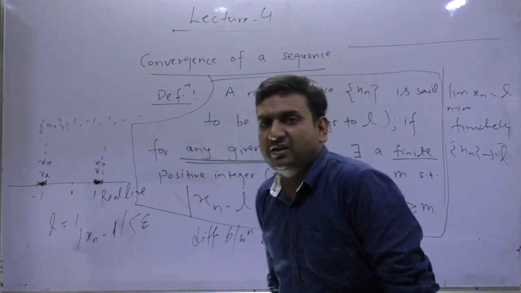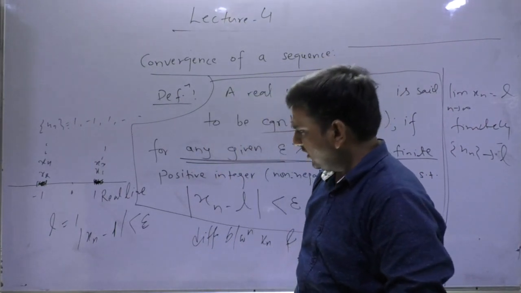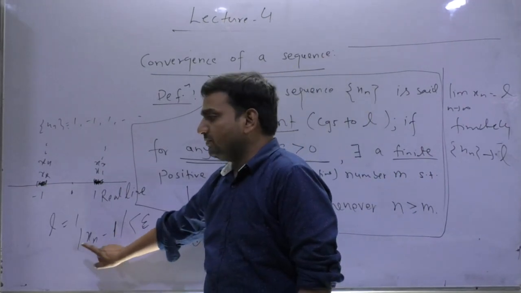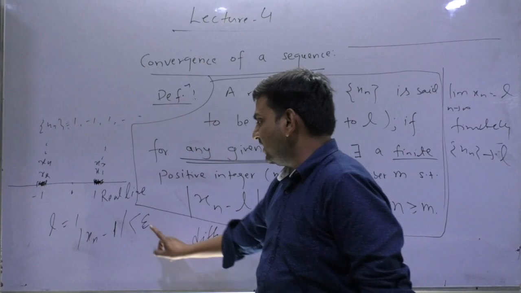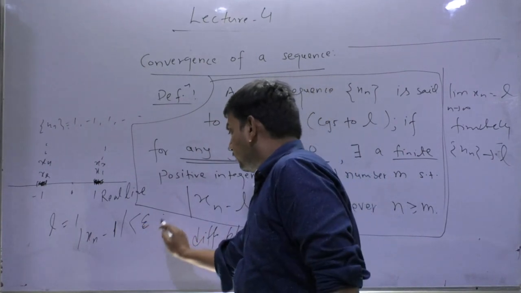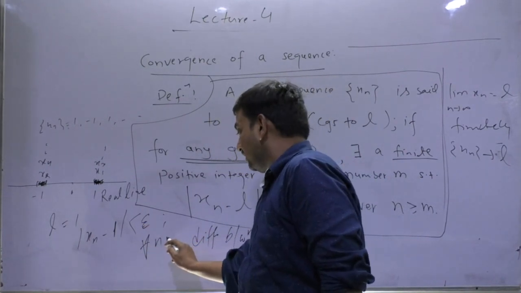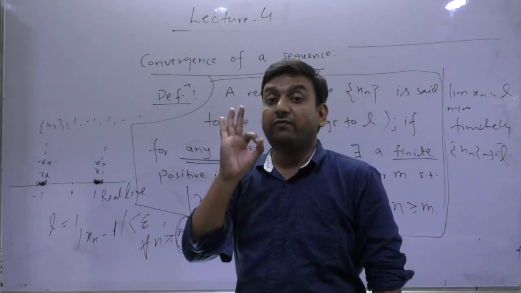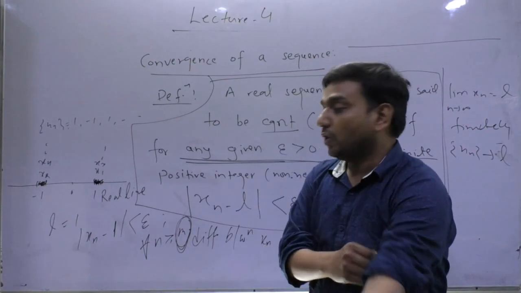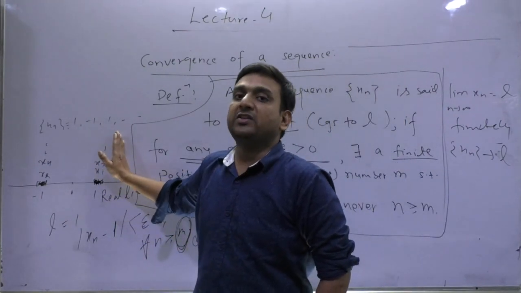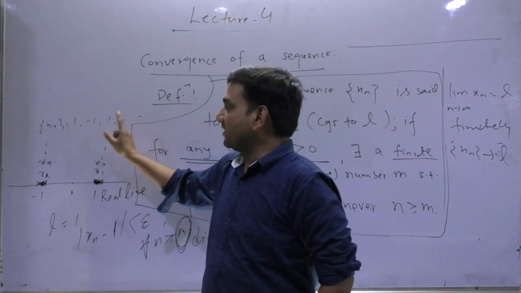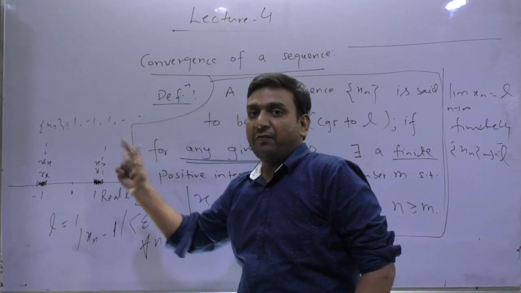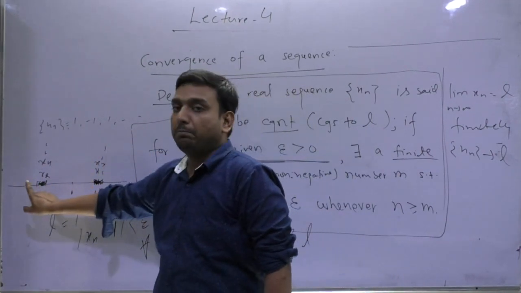Let's say you take epsilon equal to 1 by 2 or 1 by 3 or 1 by 4, it doesn't matter. So the difference between xn and 1 should become less than epsilon for all n greater than or equal to some finite positive integer m. If I say after the 50,000th term, the 50,001th term will come and the 50,002nd term will also come. So that will be fluctuating between 1 and minus 1.